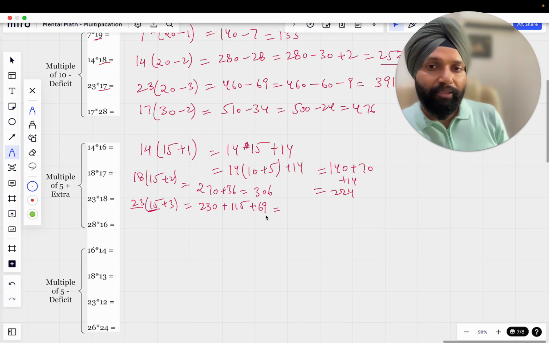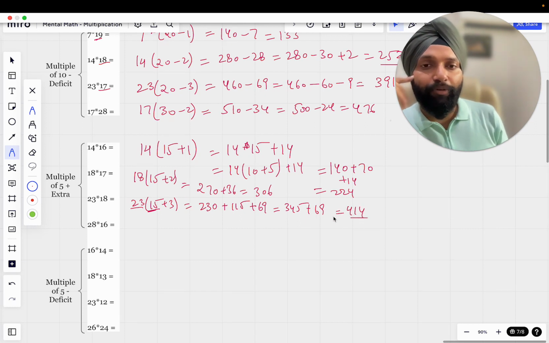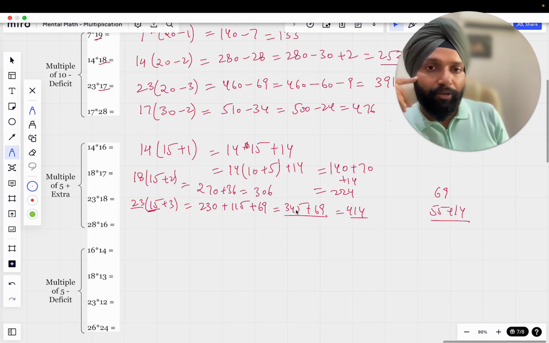So you can see this is a little complex here. This is 345 plus 69, which is 414. Now how I arrived at 414: I looked at this as 345 plus 55 would be 400. So I took out 55 from here, and you will be left with 14, right? Essentially you can write 69 as 55 plus 14. So 345 plus 55 would be 400, then 14. Okay, that's how you can do it.